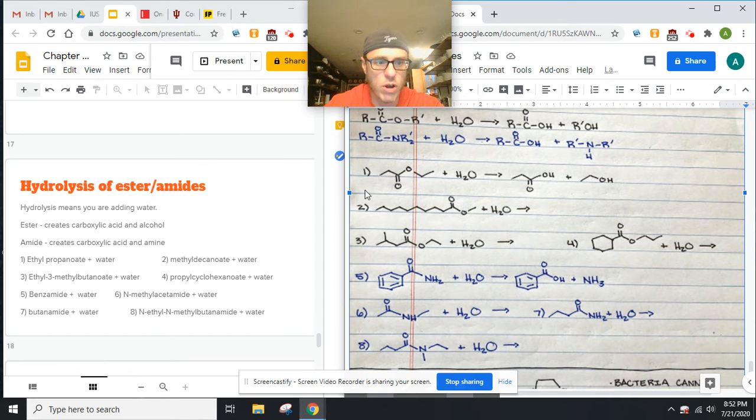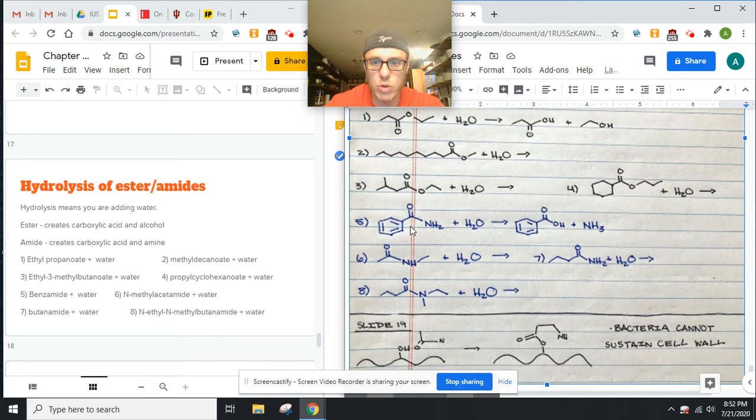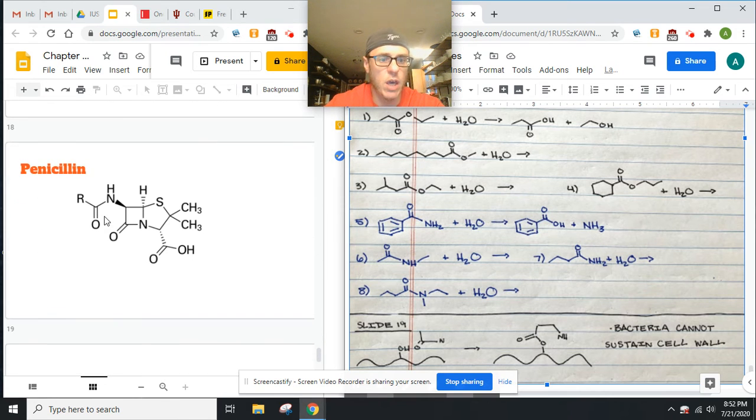So here for number one, ethyl propanoate, ethyl, right, 1, 2, and then propanoate. When we add water, this O, we have our H attached to it now, and we get an OH attached to this two carbon chain, and that's it. So these shouldn't be too bad. When we do the amines, or the amides, excuse me, we get this right here, benzamide. We add water to it, we get our benzoic acid and ammonia coming off. You should be able to do these blue ones as well.